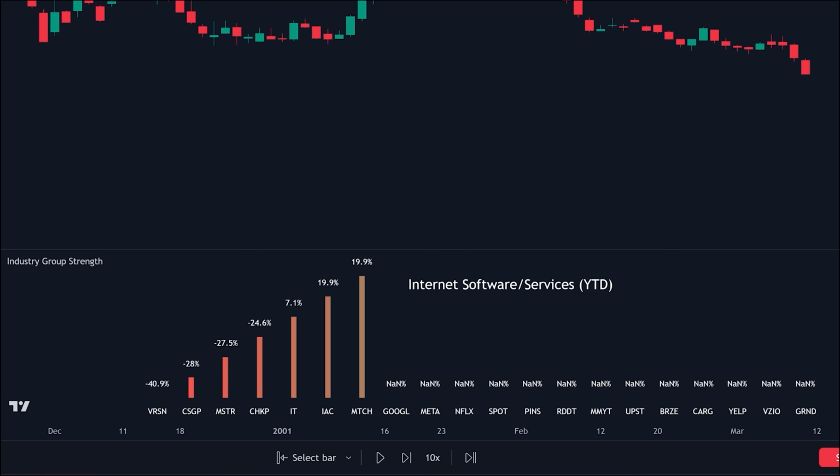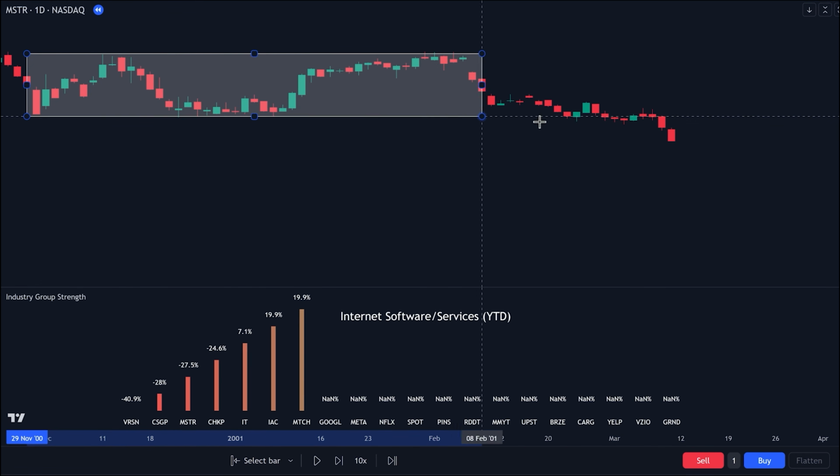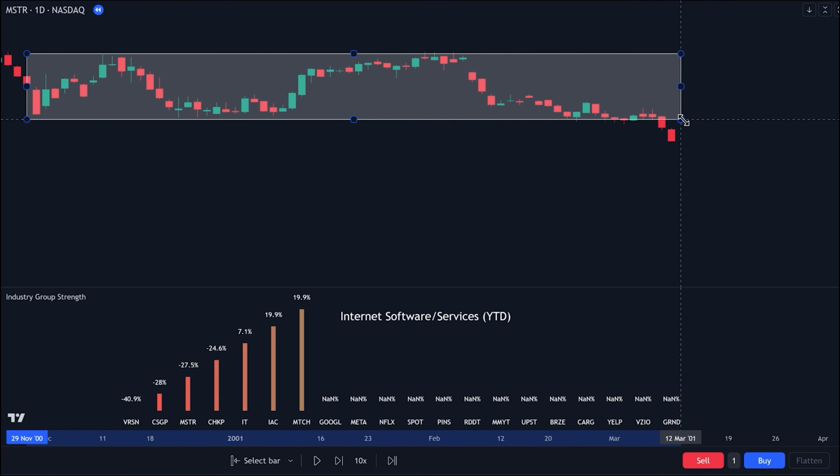This is important because we're looking for weak stocks to trade, and MicroStrategy is clearly showing bearish momentum based on its sector performance. Now, let's zoom in on the price action. We see that MicroStrategy has been trading in a range, highlighted by the rectangular box on the chart. After a period of consolidation, the price has broken below the lower boundary of the range, signaling a potential continuation of the downtrend. Now, we move to the entry point.